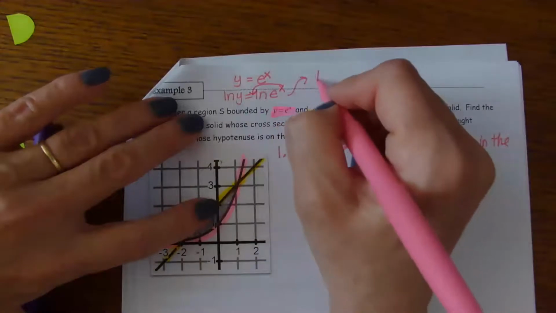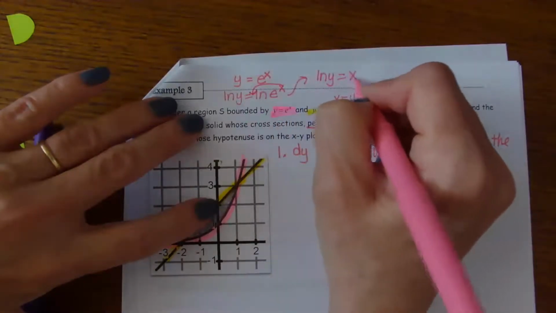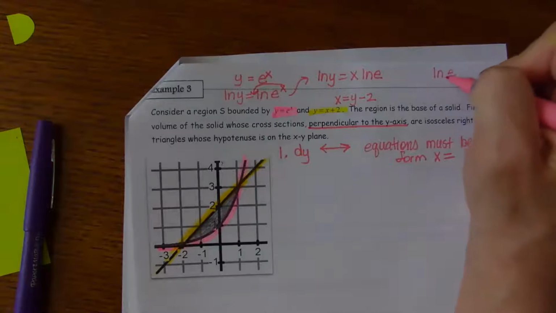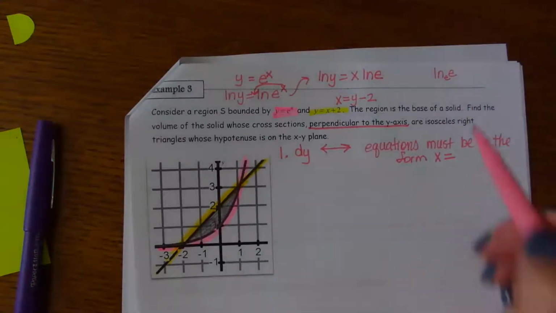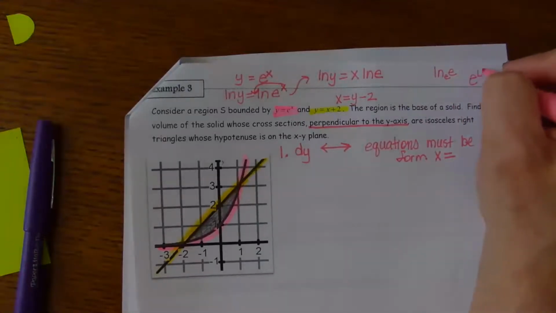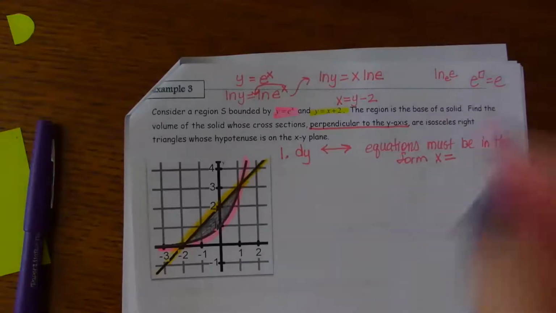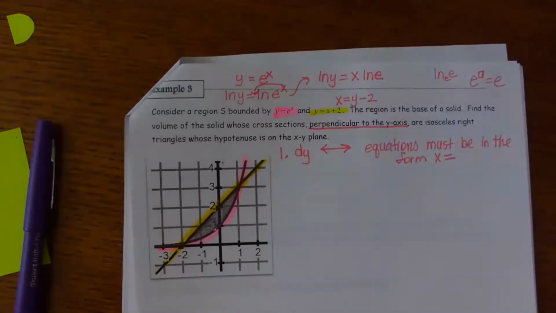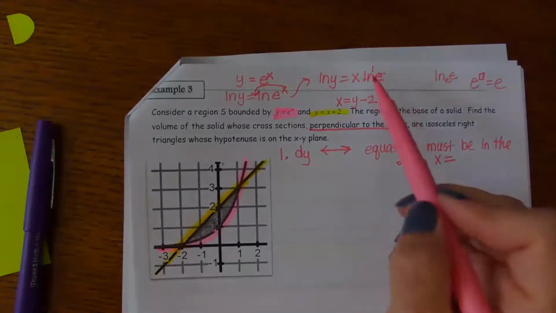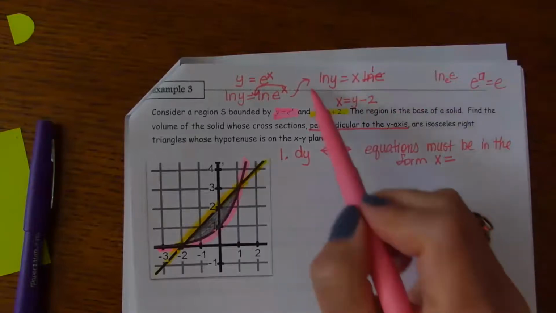So I end up with ln y equals x ln e. Now, what's the value of ln e? Remember what that means. ln e means there's an e right there. So this says e to what power is e? E to what power is e? 1. So what does ln e turn into? 1. We like ln e. Remember those from your applications of logs, the business problems last year? So ln e is really just 1. So now I have that set up.